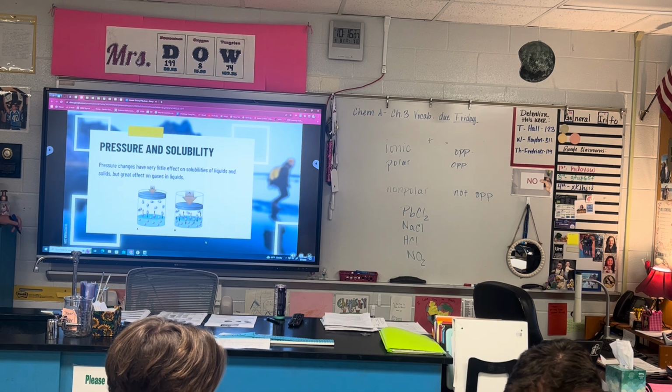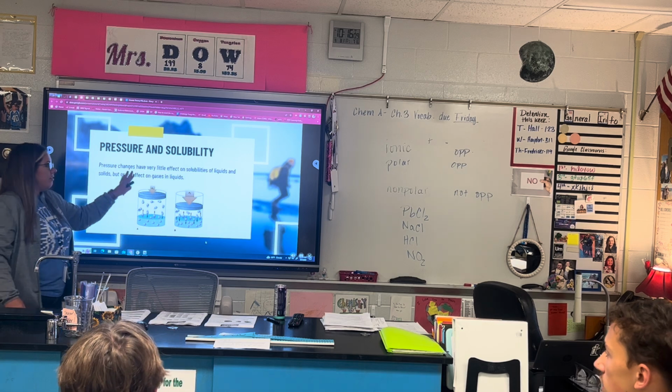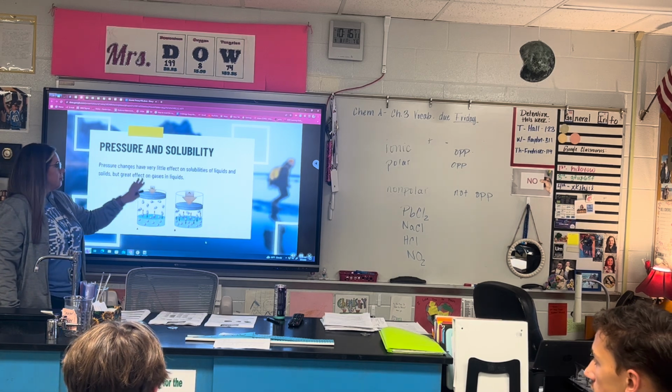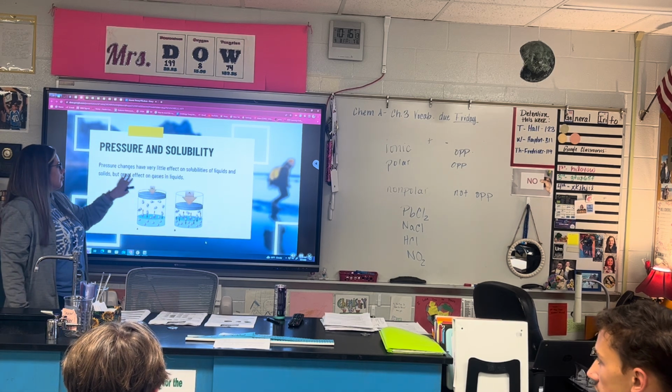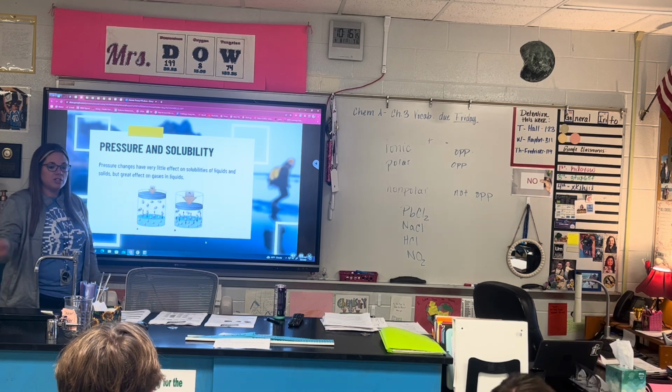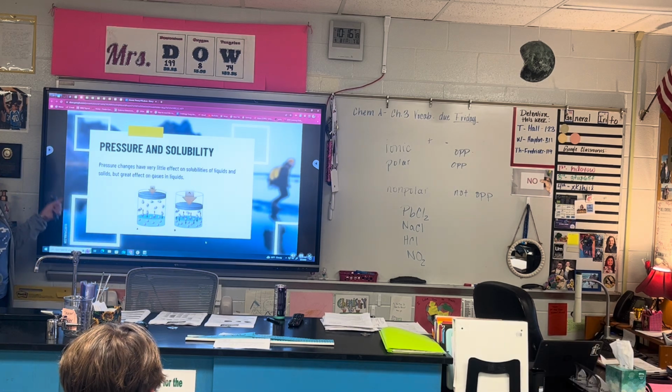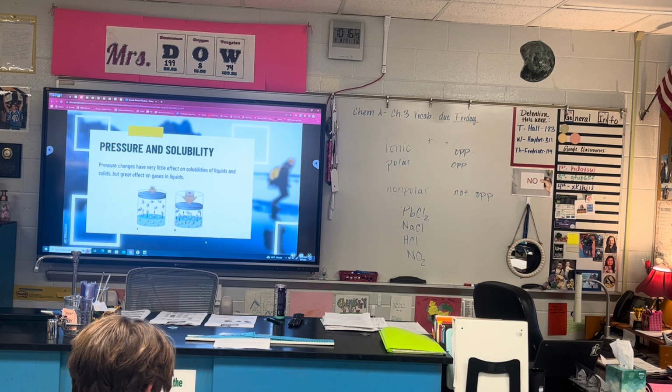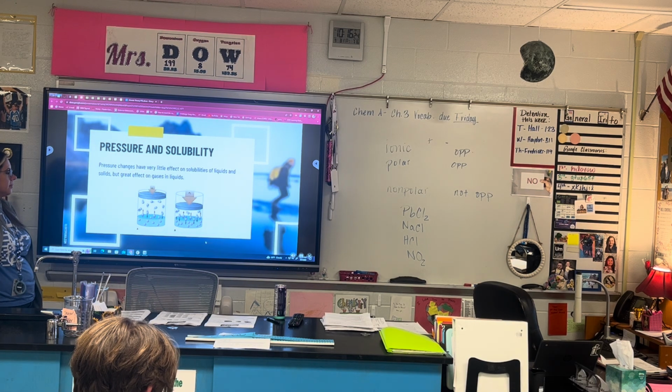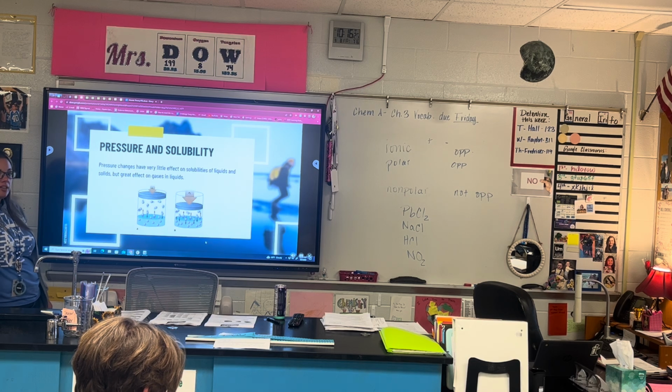So what did you say to write down for the recon test? That pressure only affects gases. Pressure only affects solubility in gases. It won't affect the solubility in a solid or liquid. It only affects solubility of gases. So we're talking about a gas solution.